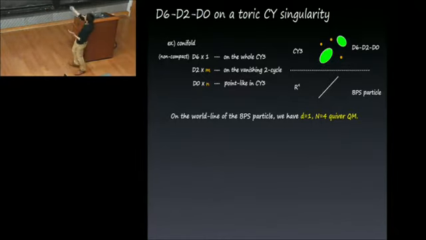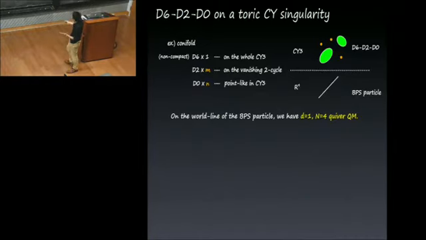And so these D-branes are extending in this Calabi-Yau direction, of course, but they are also extending in one more direction in this four-dimensional spacetime. So if you dimensionally reduce this Calabi-Yau direction, then you get the BPS particle. These D-branes are regarded as BPS particles in these four dimensions. And on the world line of the BPS particle, we have D=1, N=4 quiver quantum mechanics. Supersymmetric quantum mechanics.